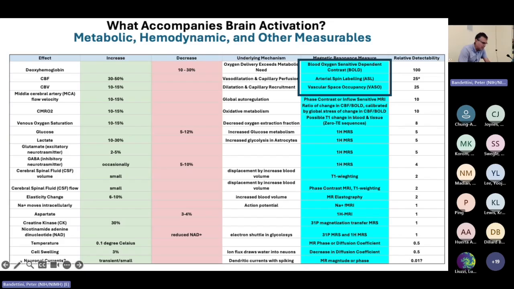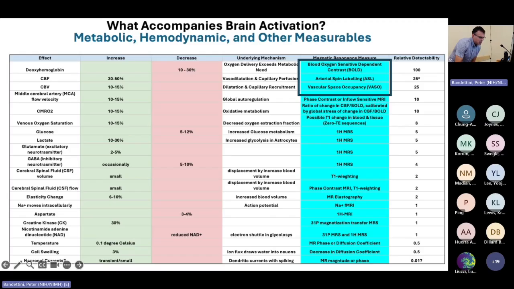People have explored looking at brain elasticity. The brain changes its elasticity during activation. And the reason is less interesting than you think. It's basically that the vessels become filled with blood volume, so they become more rigid. And so that area becomes more rigid with brain activation. All right, so then you have other metabolites, transport shuttles and things like that, aspartate and NAD, creatine kinase.